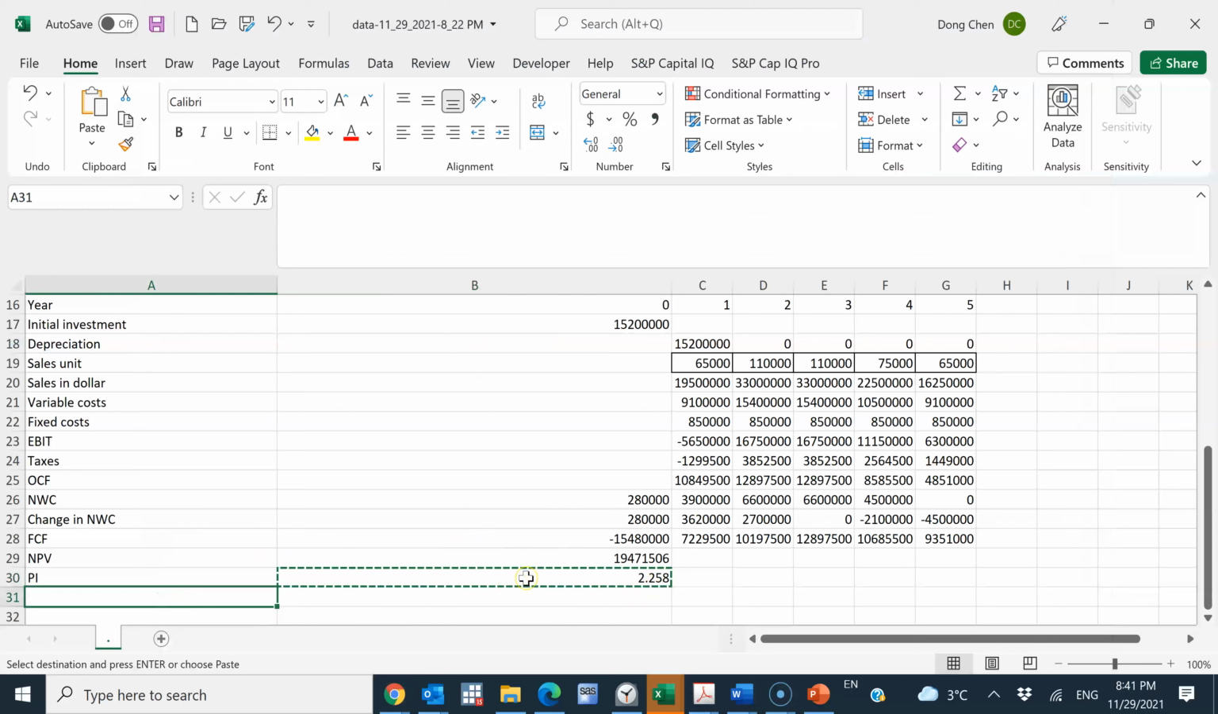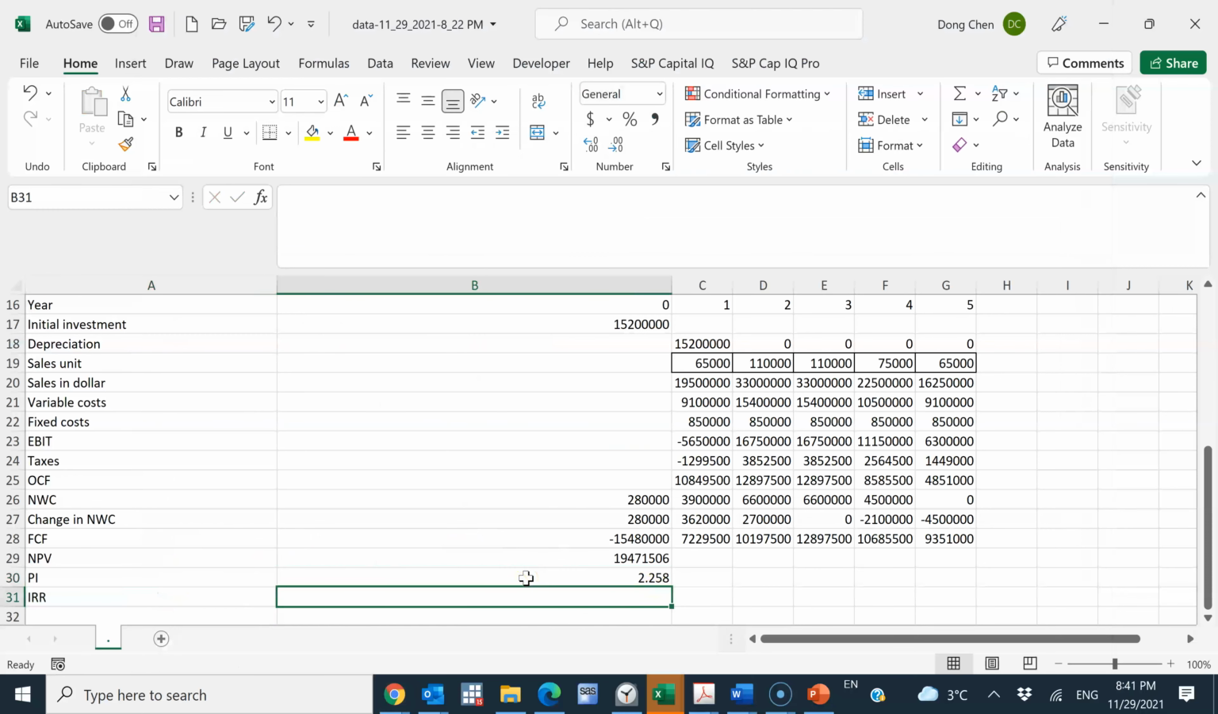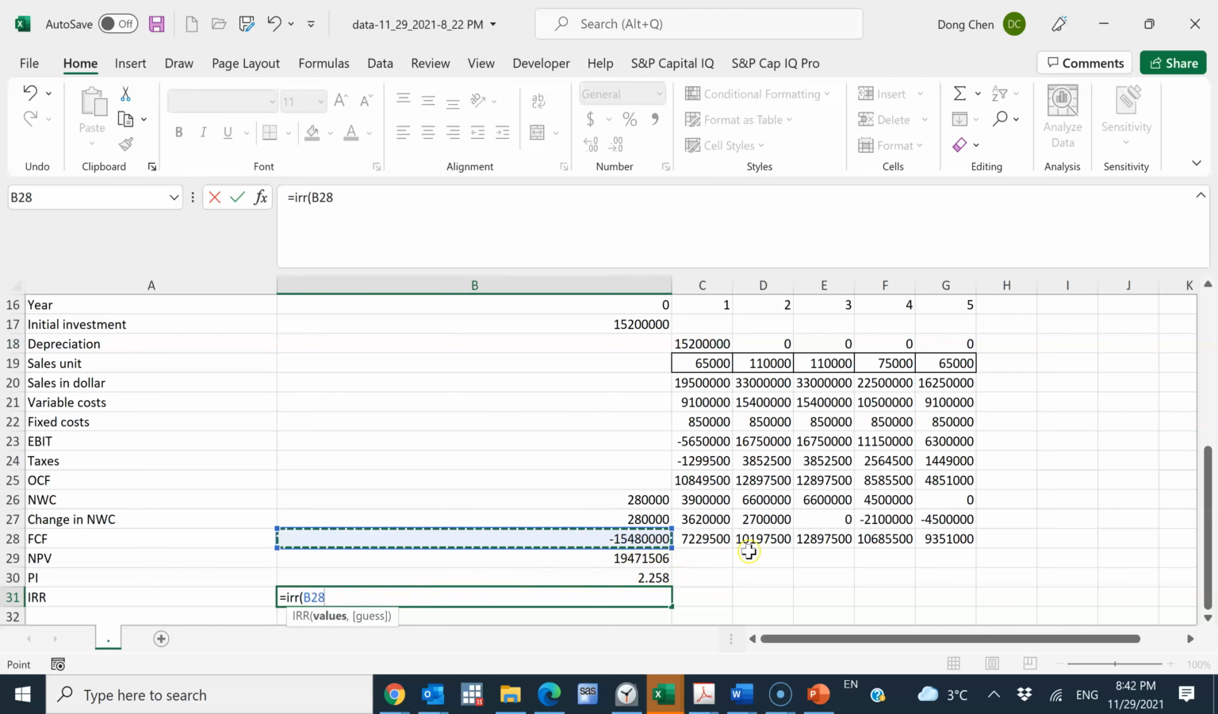For IRR, we can also use a function in Excel, which is just called IRR. Equals IRR, then open it. And now you see that we no longer need the discount rate, because IRR itself is that particular discount rate which makes NPV equal to 0. Right? So all we need here is basically the cash flows. For the IRR calculation, the cash flows start from year zero's number, so we choose year zero's number and go all the way to the last year.